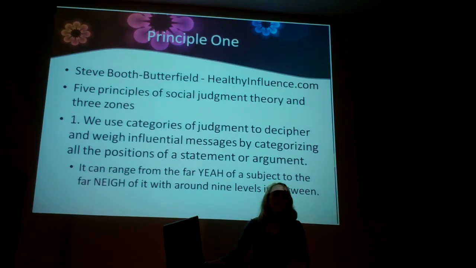Steve Booth Butterfield is a writer of the HealthyInfluence.com website. He has a teaching background, and as a teacher, and we've probably all seen them or heard them, maybe even have been one yourself, there would be a parent who, maybe during a PTO meeting or a PTA meeting, would become very irate and very upset and emotional, and maybe even storm out of the room due to the subject that was being spoken about. They felt very affected by what was happening.